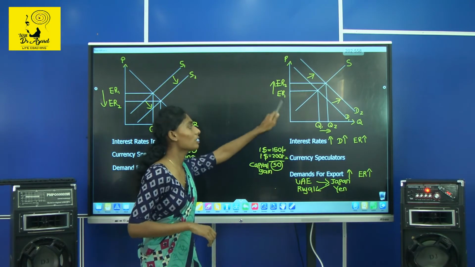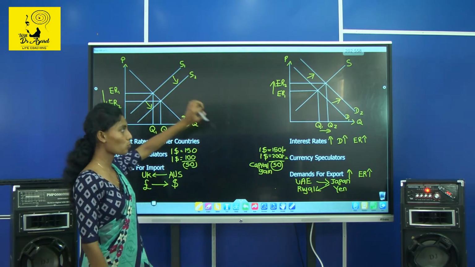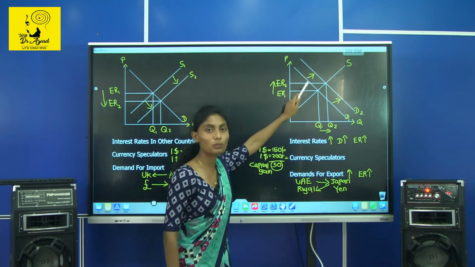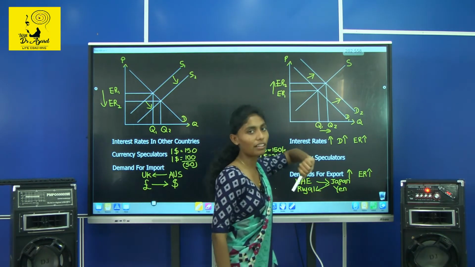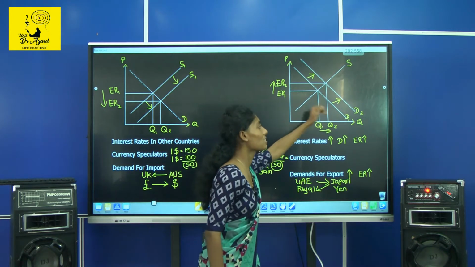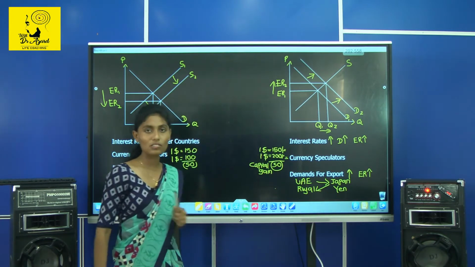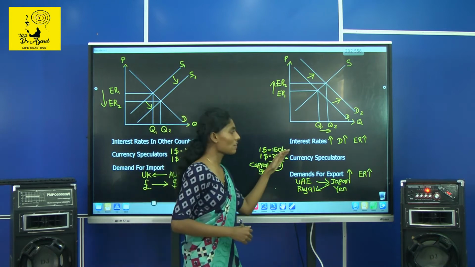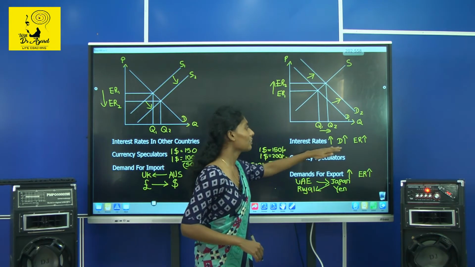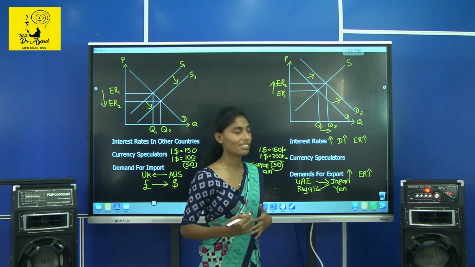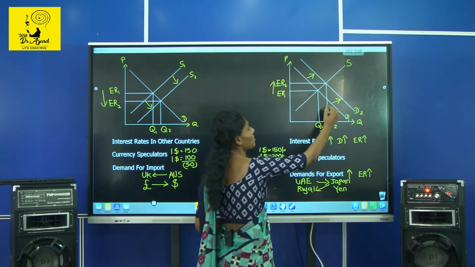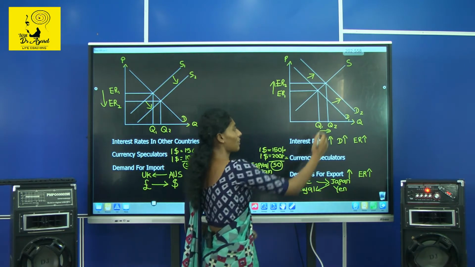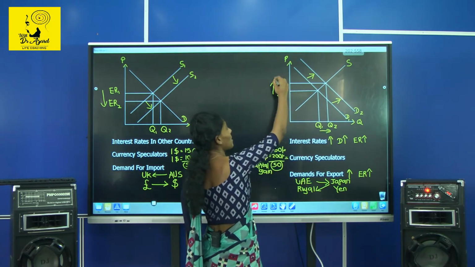There are also demand and supply factors which will shift the equilibrium price. For example, there are changes in the demand. What are the factors that affect the demand? The first one is interest rates. When the interest rate of a country is increasing, the demand for the currency will increase, then our exchange rate will increase. If there is a rightward shift in the demand curve, the exchange rate will be increasing.